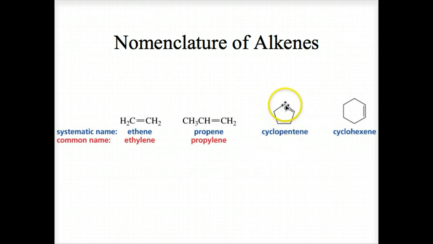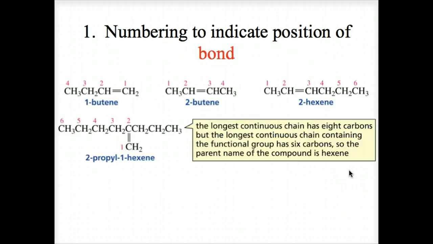Cyclopentene is a 5-carbon ring with 1 double bond. Cyclohexene is a 6-carbon ring with 1 double bond. Now let's look at 6 rules. They're IUPAC rules that apply to alkenes. In the next 6 slides, we're going to spell these rules out.